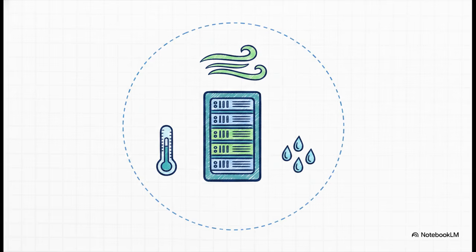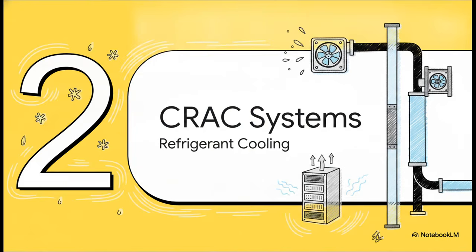Precision cooling manages temperature, airflow, and humidity. It's not just about making the room cold, it's about constant heat removal and maintaining perfectly stable, redundant environments every single second. Let's move to Section 2, CRAC, refrigerant-based cooling. We're going to see exactly what happens under the hood of our first foundational system.